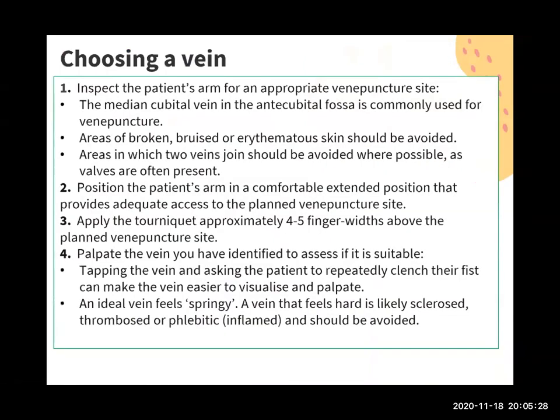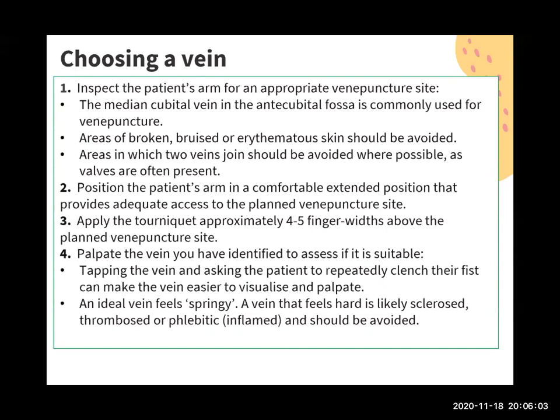Next, we do a venipuncture, which is we first choose a vein. We inspect the patient's arm for an appropriate venipuncture site. The preferred vein is the median cubital vein in the antecubital fossa, which is commonly used for venipuncture. Areas of broken, bruised, or erythematous skin should be avoided. And areas in which two veins join should also be avoided where possible, as valves are often present.